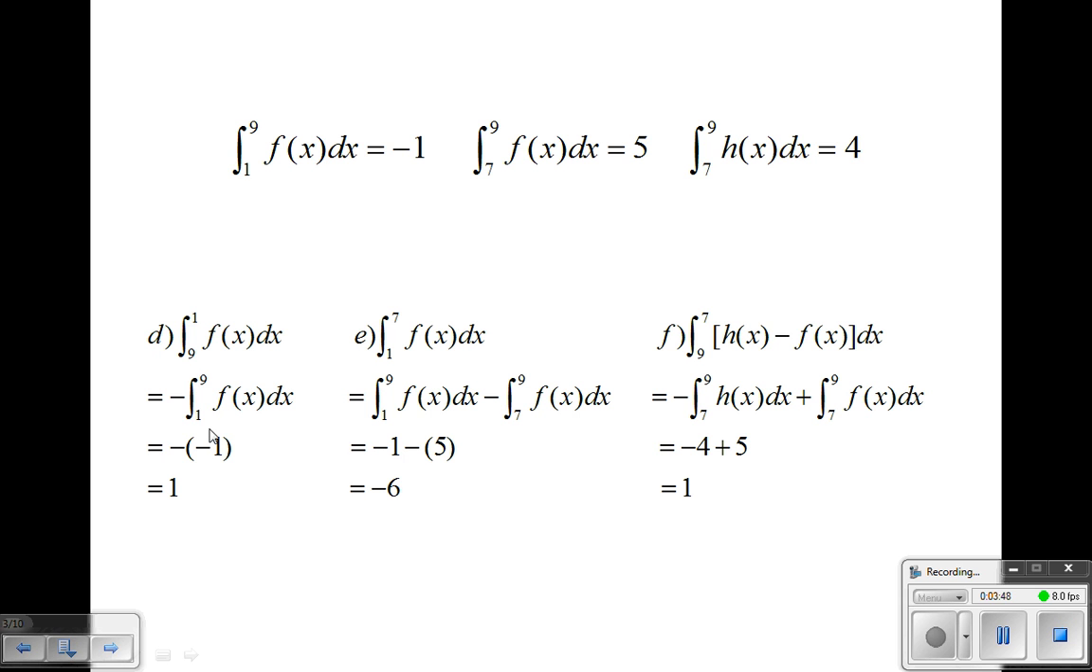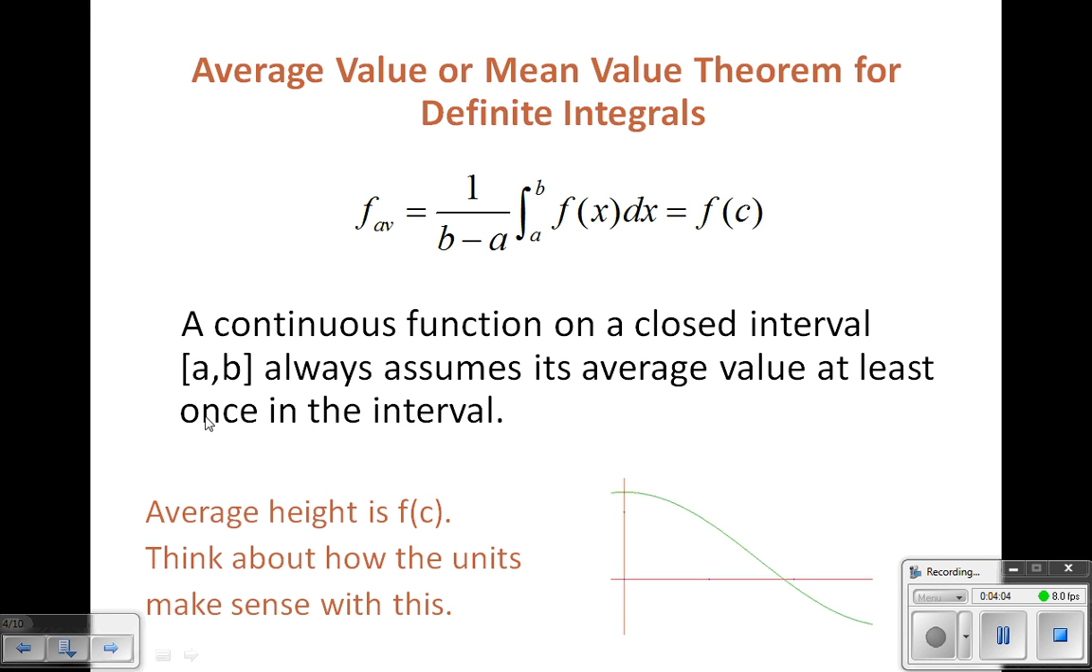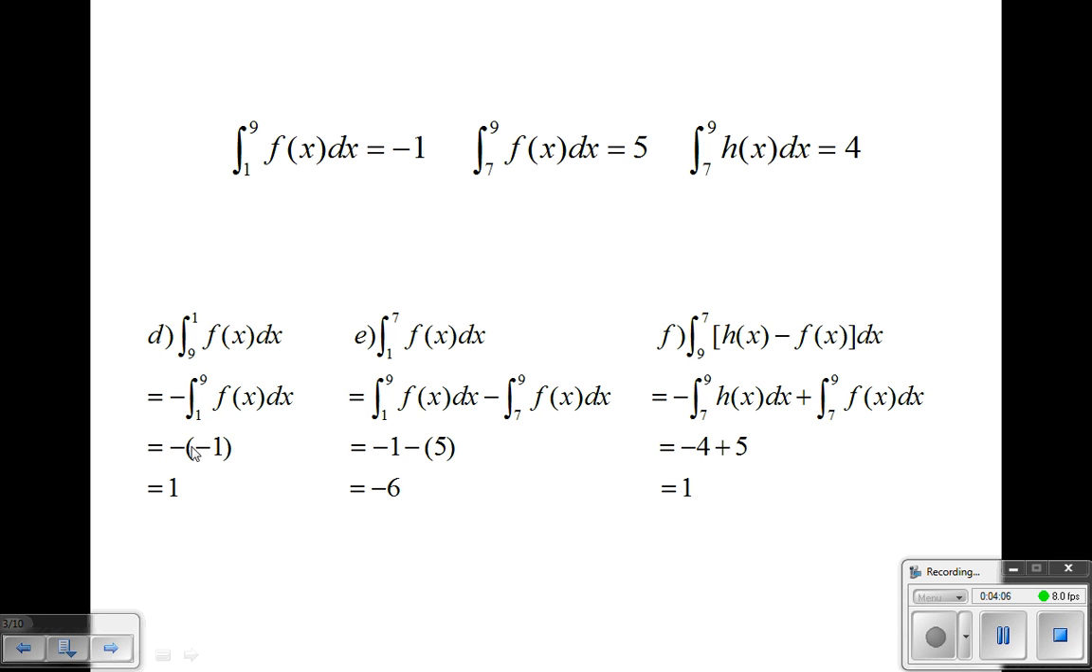When we're looking at integrals, we always prefer to have the smaller number on the bottom and the larger number on top. So the one up here looks lopsided to me. I would much rather see it with the minus sign out in front and have 1 to 9, smaller number on the bottom. Okay, so looking at this one, I just go back up here and say it was -1, so the negative of -1. And then part E, it has 1 to 7.